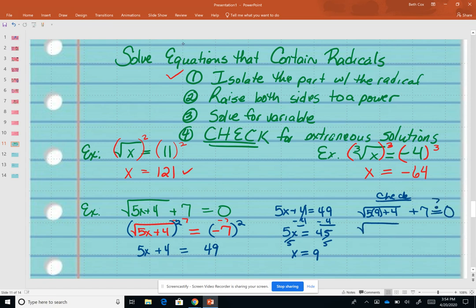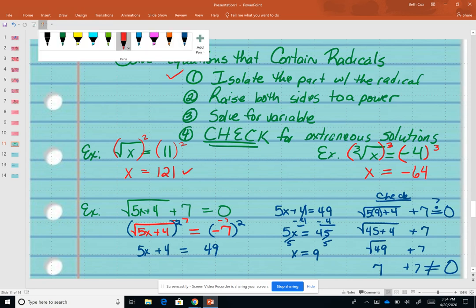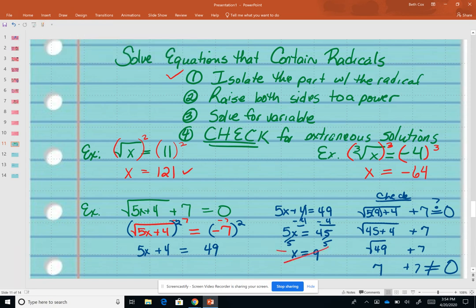Well, I get 45 plus 4, which is the square root of 49, which is 7. And 7 plus 7 is not 0. And so this one does not check. So my 9 that I algebraically got, which is algebraically correct, technically does not work. So we have no solution here, also known as the empty set.